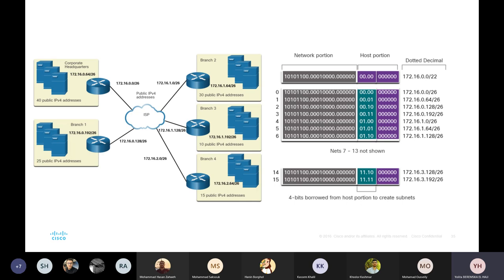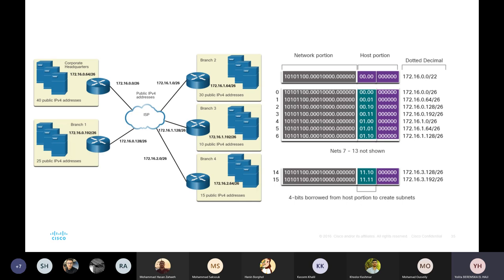Now, in order to provide 10 subnets, how many bits do we need? If we use 3 bits, 2 to the power 3 is 8, which means it's not enough. We have to use 4 bits. We use 2 bits of the third octet, and the other 2 bits of the fourth octet. So 2 to the power 4 will give us 16 subnets of the same size.